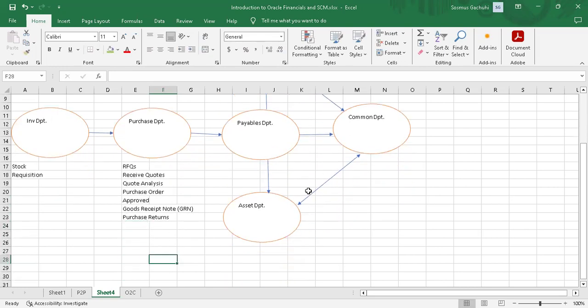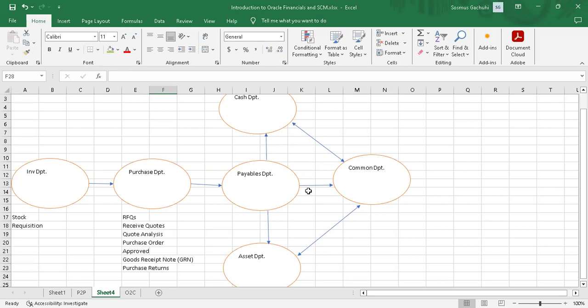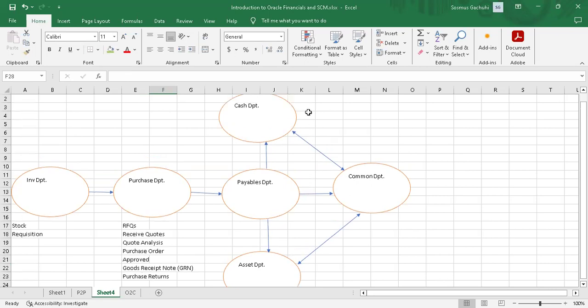Okay. Then again, in another department, under cash, what we usually do is we maintain bank accounts. Then we do bank statement reconciliation.